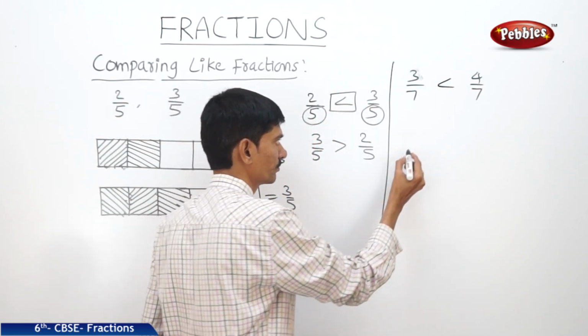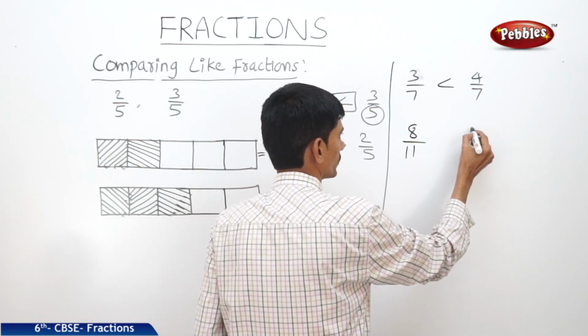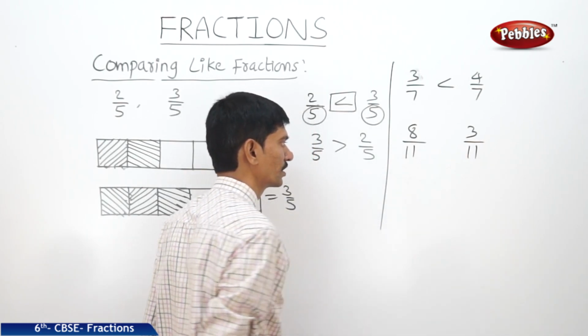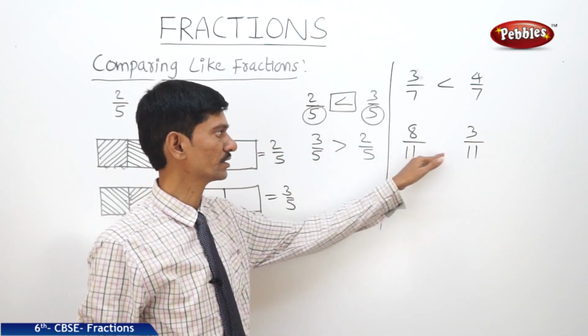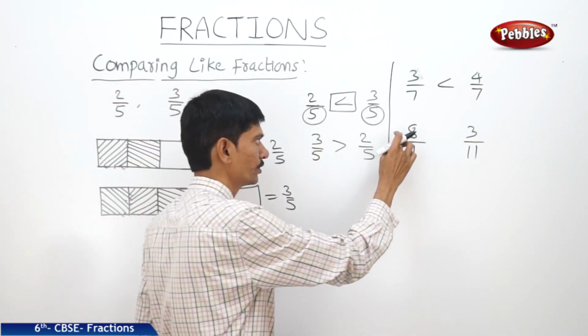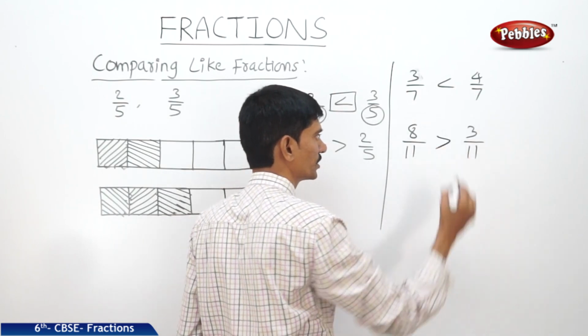And let us take another example, 8 by 11 and 3 by 11. So here also the two fractions are like fractions because their denominators are equal. Now we can compare the numerators. So here as we know that 8 is greater than 3, then 8 by 11 is greater than 3 by 11.